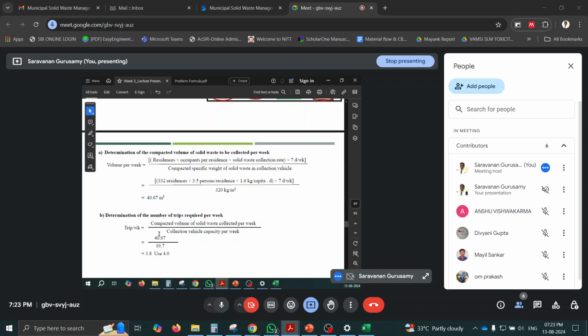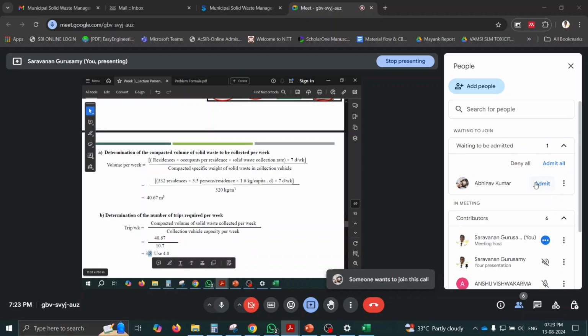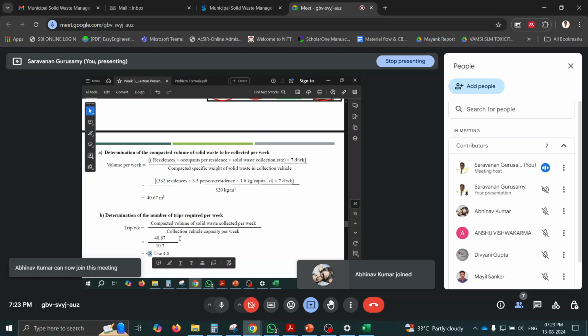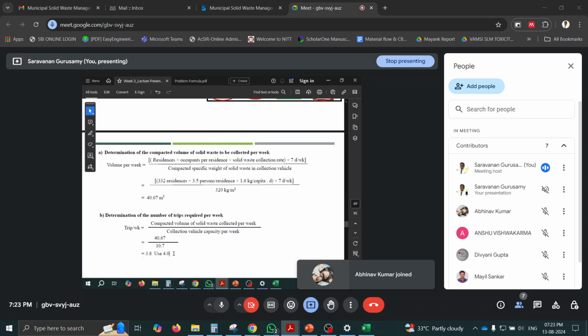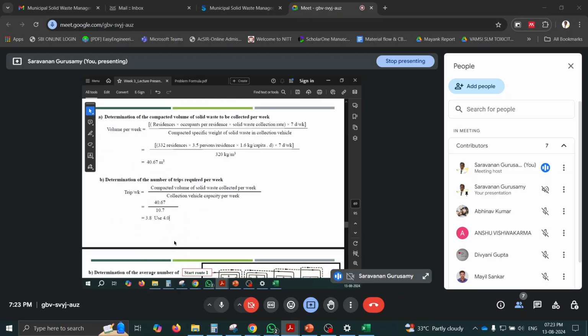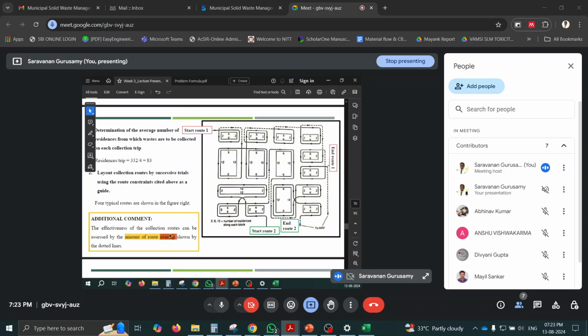Then this total volume divided by my collection vehicle, which is 10.7 meter cube only. So I need 3.8 trips. We can't do 3.8, so it will be a total of 4 trips. Okay, so rounded up as 4 trips. So I need to do 4 trips to collect the whole waste from the residence.